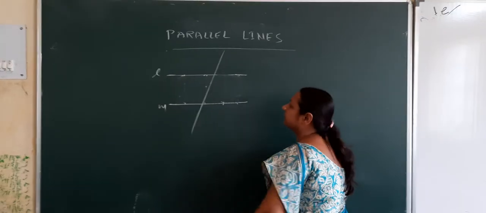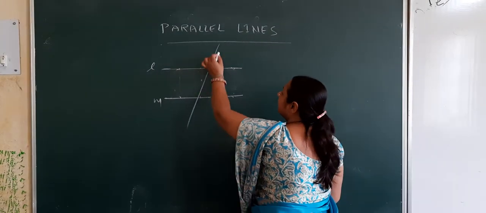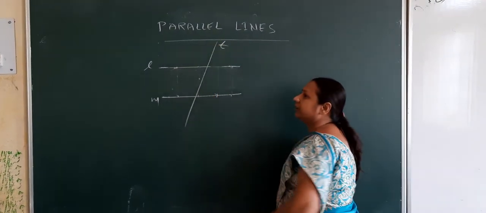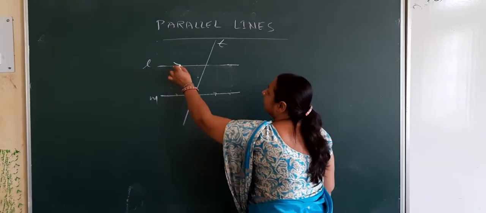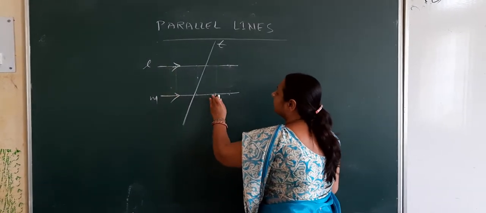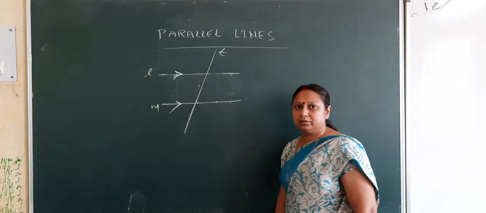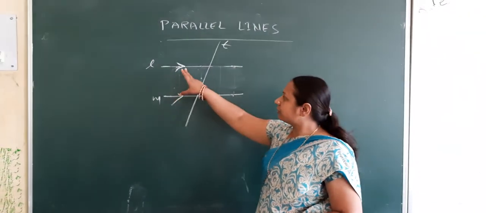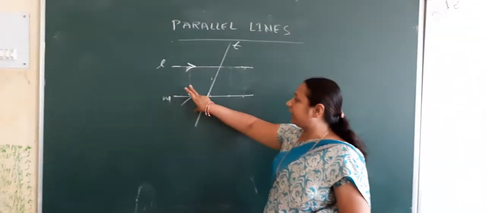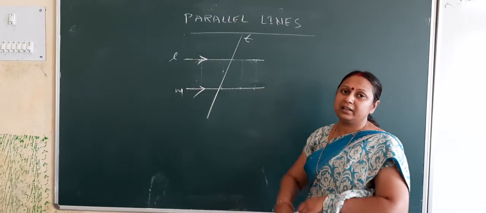When a line cuts these two lines, that is called a transversal line and it is generally denoted by T. Parallel lines are symbolically represented by the arrow sign. The arrow sign is used for parallel lines. When you see this arrow sign between two lines, you automatically understand that the lines are parallel.